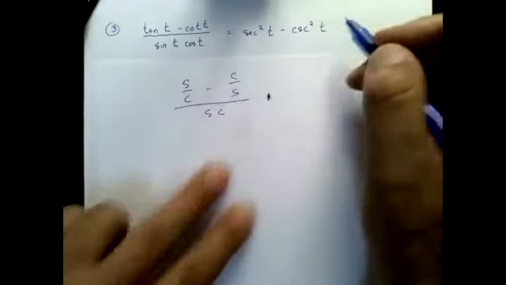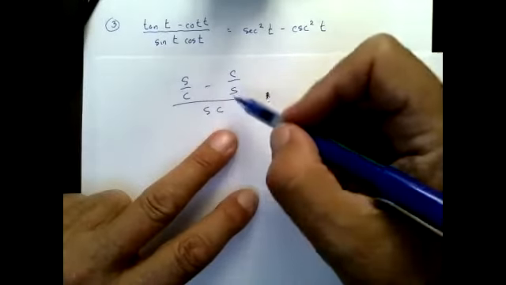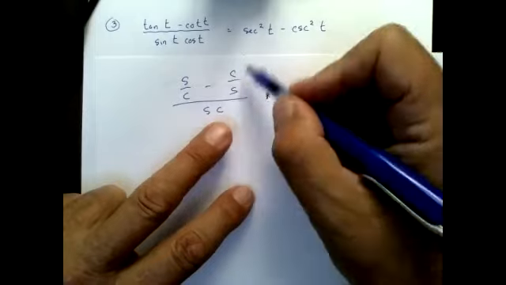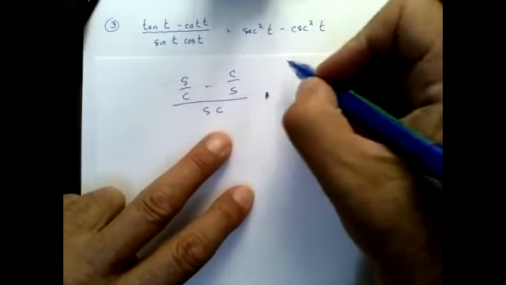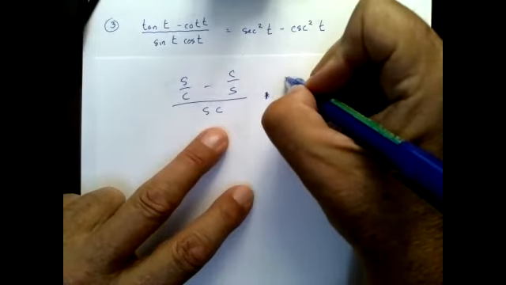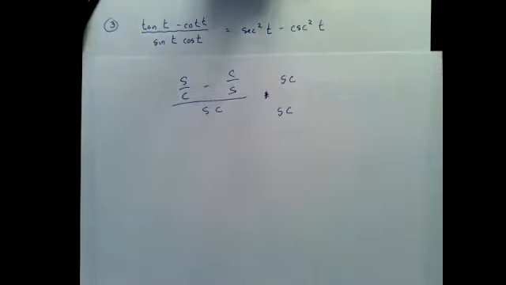So what you can do is say, okay, I have a mixed fraction, right? I have fractions in the top and I have a term in the bottom. What if I multiplied everything in the top by sine and cosine and everything in the bottom by sine and cosine?